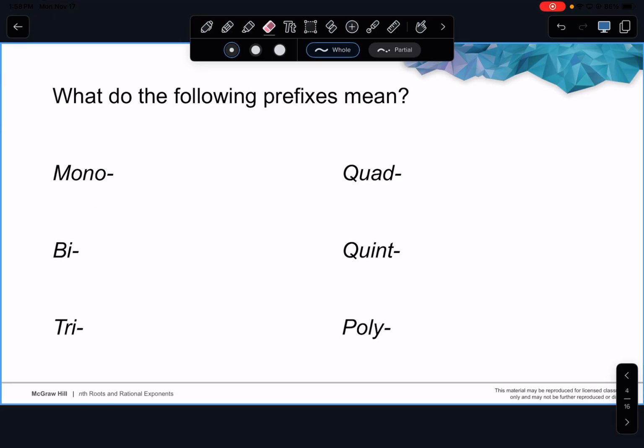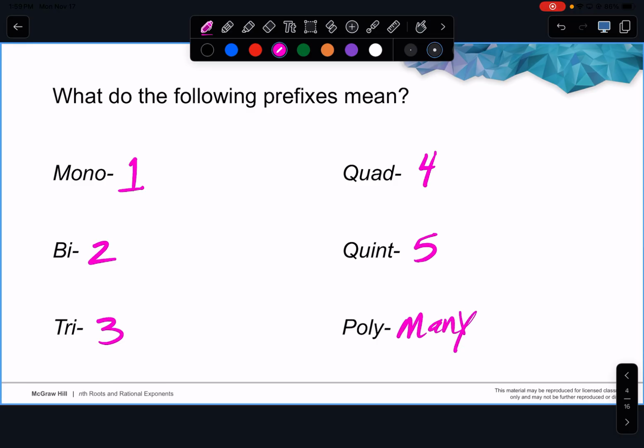Okay. The next part, we're going to talk about words, and these are things that you've probably known since second grade. Mono means what? One. Bi means two. Tri means three. Quad means four. Quint means five. Poly means many. Okay, and this just helps us communicate about the types of polynomial functions we're being presented with. Okay, if it's a monomial, it has one term. If it's a binomial, it has two, and so on.